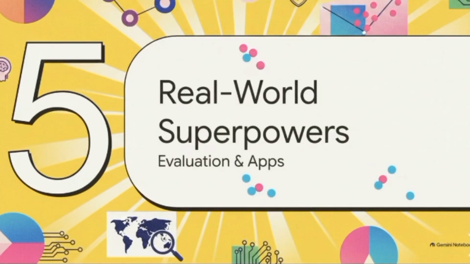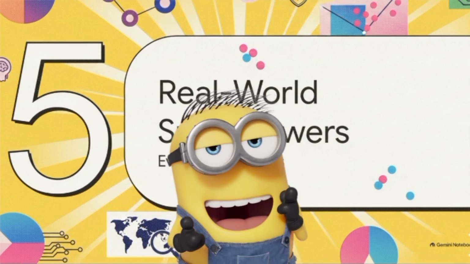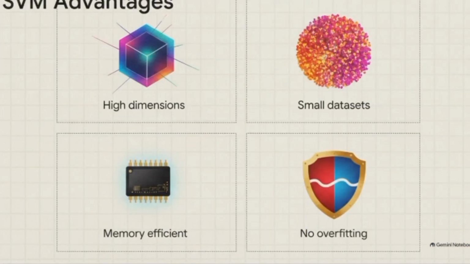Section 5, Real-World Superpowers, Evaluation and Application. So, where does this superhero really shine? Well, SVM is incredibly effective in high-dimensional spaces. It actually works well even when your features vastly outnumber your data samples, which happens all the time in things like text classification. It's absolutely fantastic for small to medium data sets.